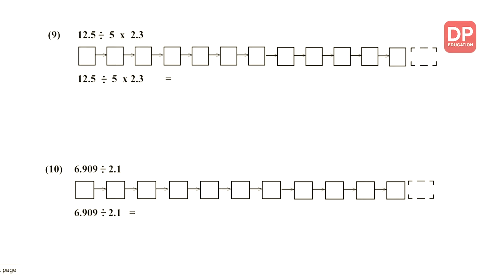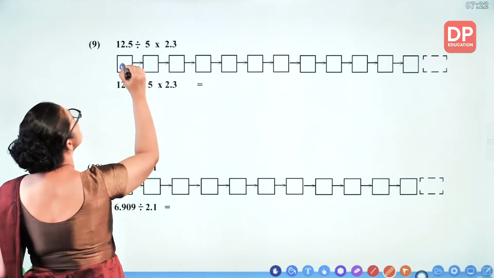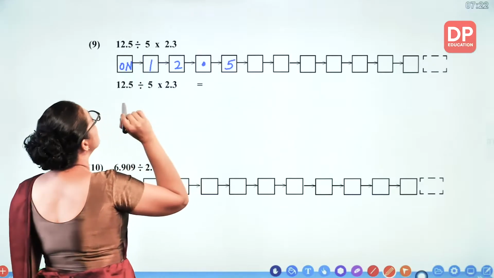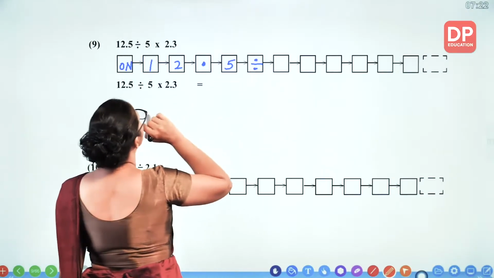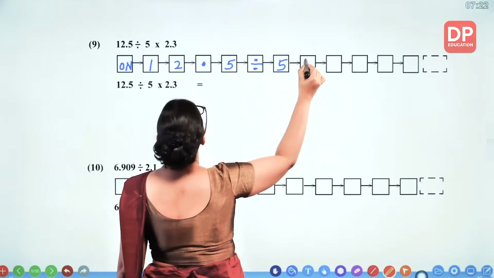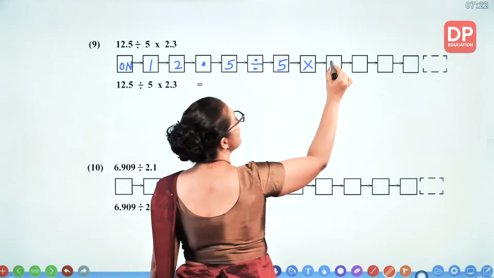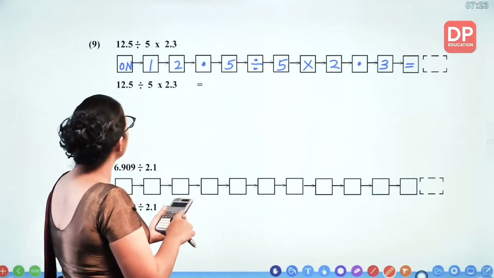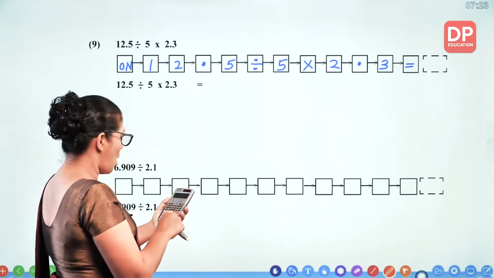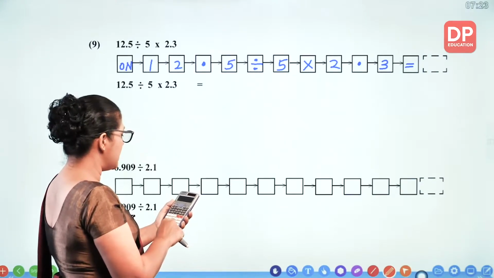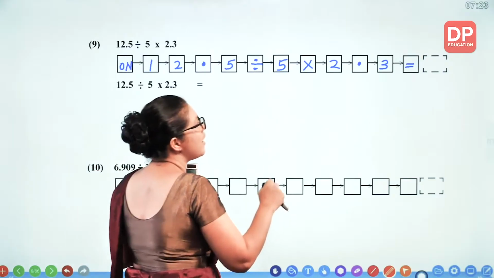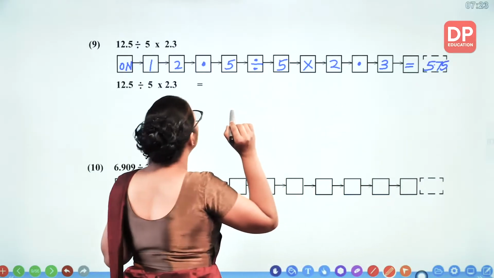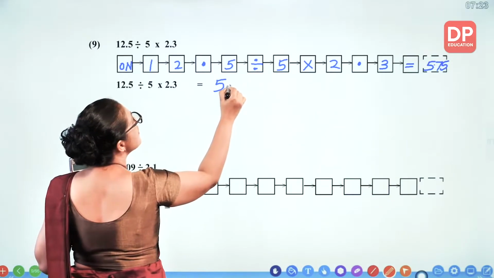Now division and multiplication, the same way. Switch on the calculator. 12.5 divided by 5 multiplied by 2.3, then the equal sign. 12.5 divided by 5 multiplied by 2.3. The answer is 5.75. You can write 5.75.